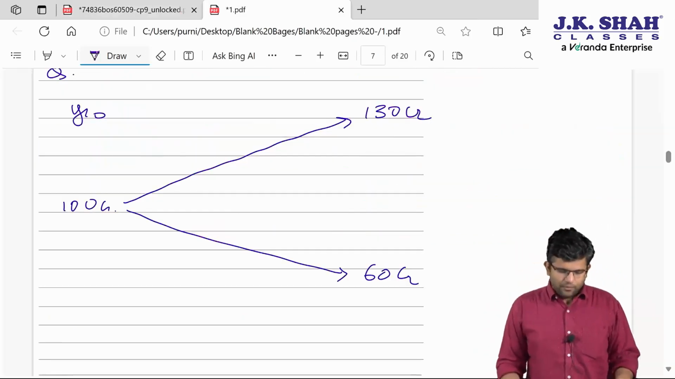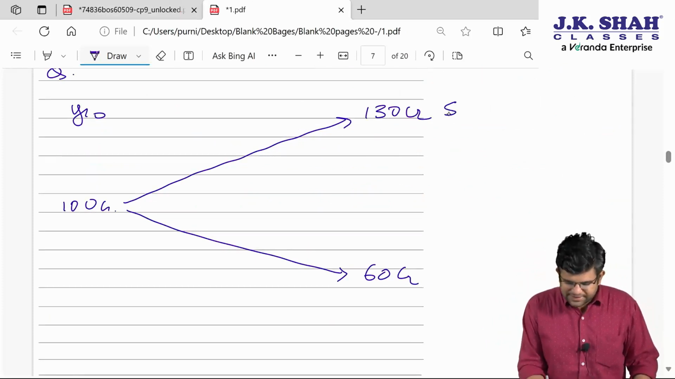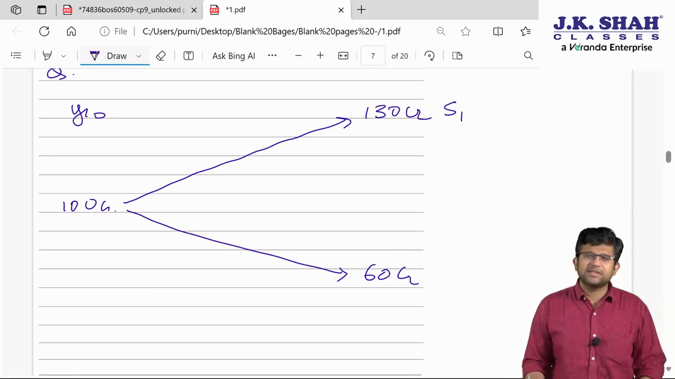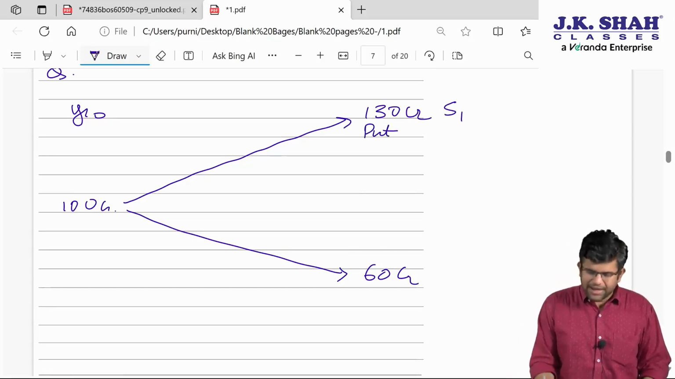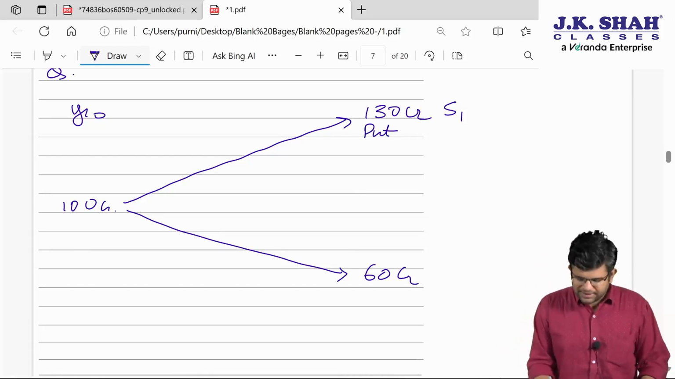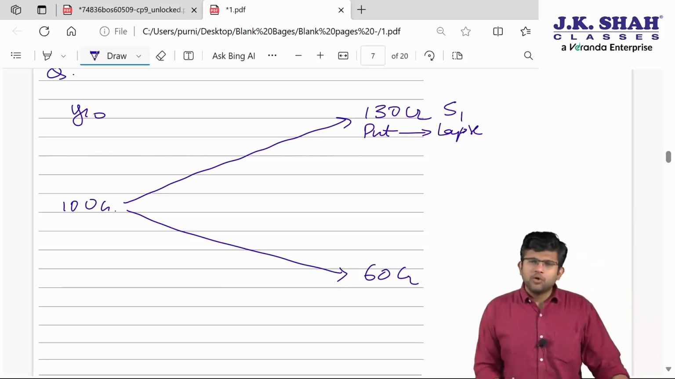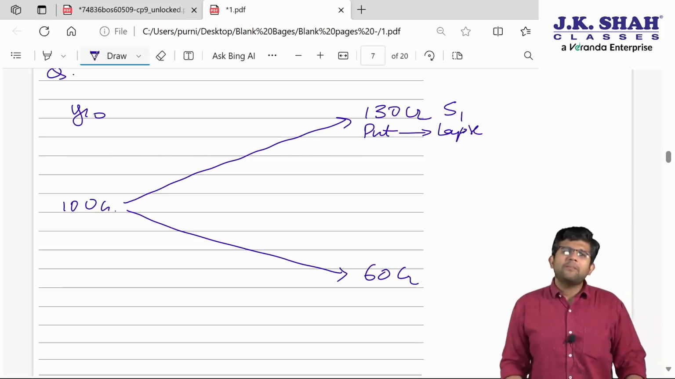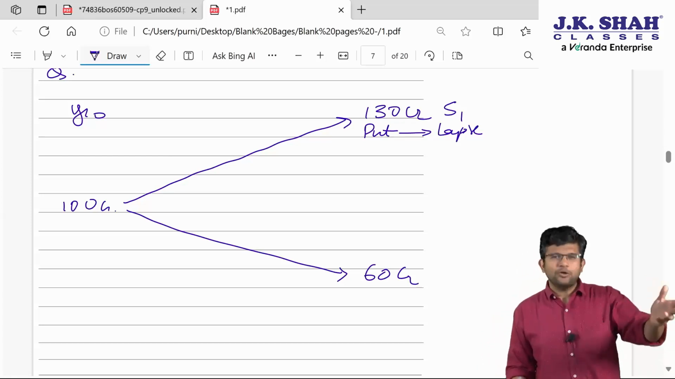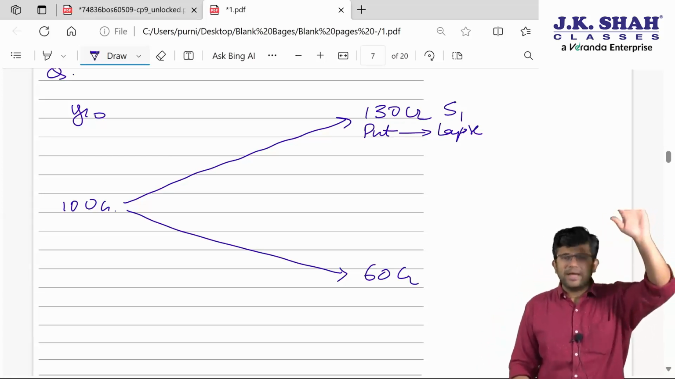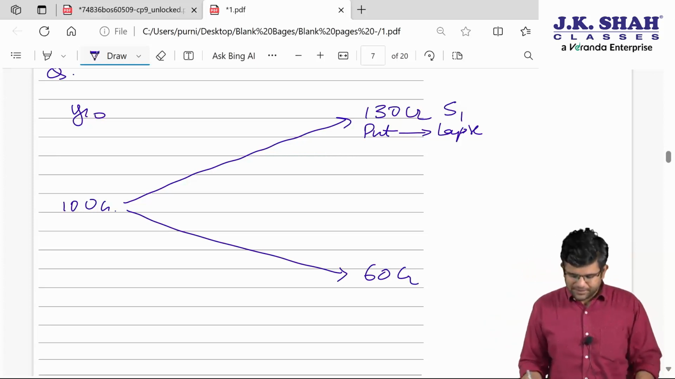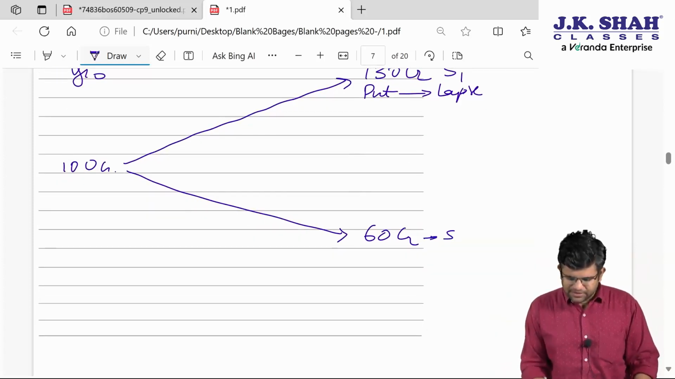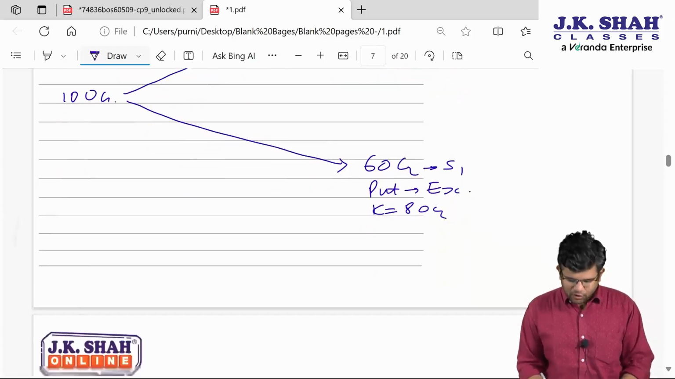Everyone clear? Now, ask yourself, if this is S1, will you want to exercise the put option? The answer is no. You would want to lapse it. Why would you want to lapse it? You would want to lapse it because why would you abandon and get only 80 crore when the value of the asset you're holding is 130, right? If S1 is above K, the put is out of the money and we will lapse it. But in case this becomes S1, can I say the put will be exercised, right? The K of 80 crore will be exercised and you will get a value.